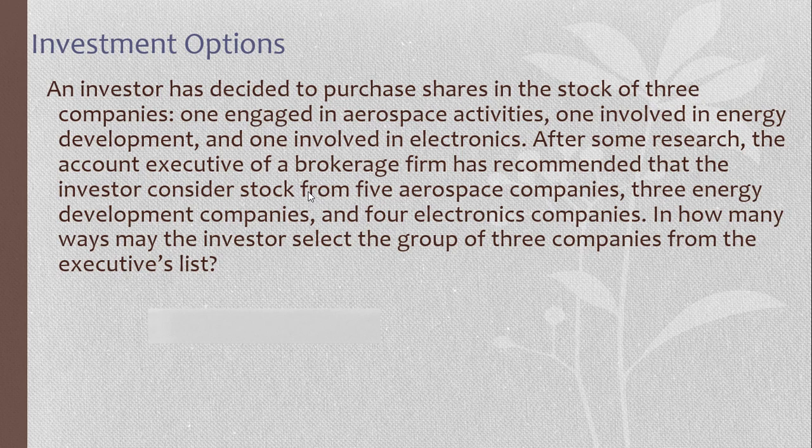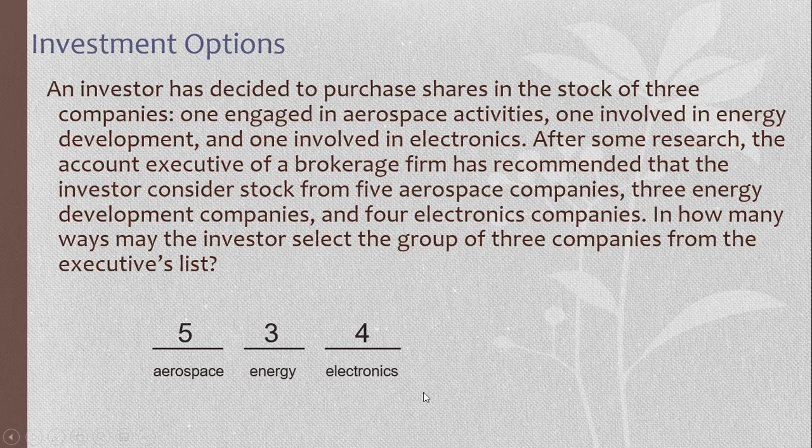In how many ways may the investor select a group of 3 companies from the executive's list? So simply, there are 5 different aerospace companies that he can invest in, times 3 different energy companies, times 4 different electronics companies. So we're just going to multiply those together to get the number of possibilities. So from those 12 companies, okay, there's 60 ways to pick one from each.